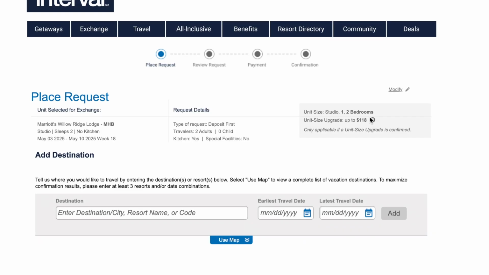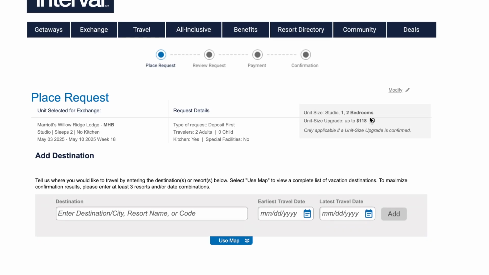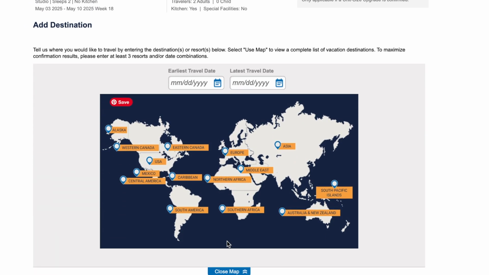All right. Now this is where you place your request. And there are 2 tips I have for you here. Tip number 1 is when you look at your destination, you want to add as many destinations as possible or as many resorts within that destination as possible. If you just add 1 resort to your destination, it's going to be really difficult to make a trade. I like to use the map to add my destinations.